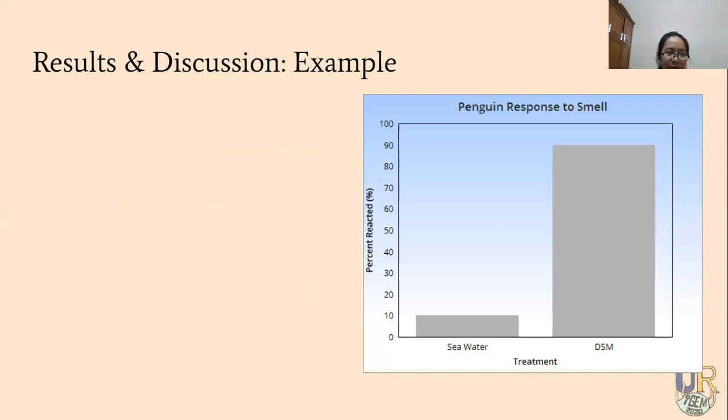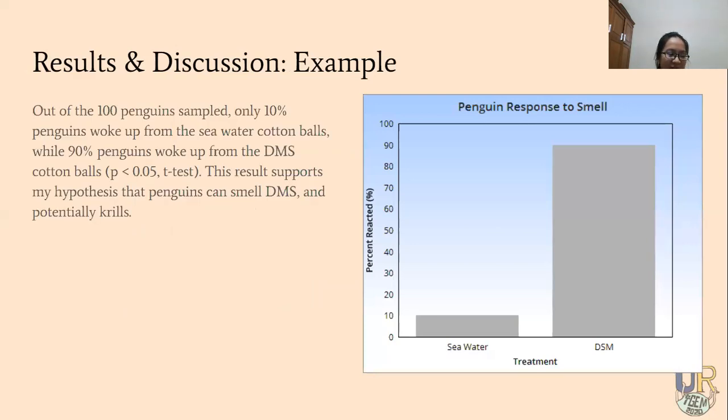Back to our example. Let's be very positive, and I say that I got phenomenal results from my field study. Only 10% of the penguins woke up from seawater, and 90% woke up from DMS. And the difference between my treatment and my control was significant, because I got a p-value of less than 0.05 when I ran the t-test.